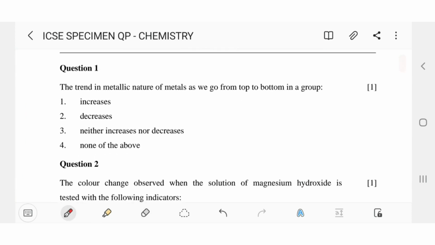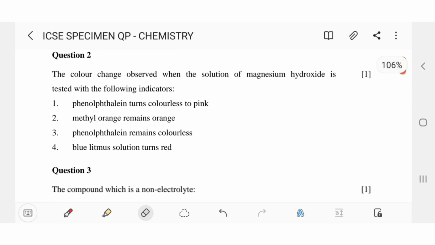The trend in metallic nature of metals as we go from top to bottom in a group. This is very easy. Metallic nature increases for metals. So, increases is correct. Question 2.